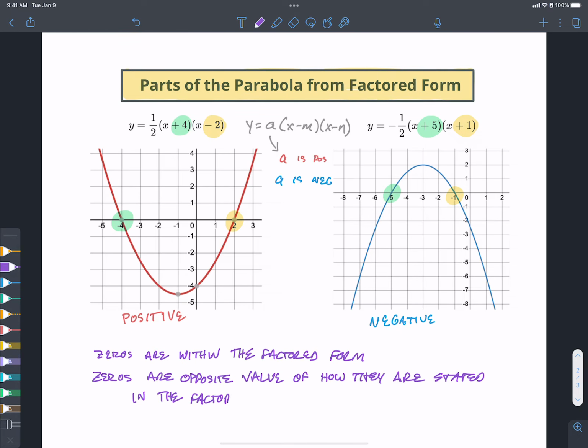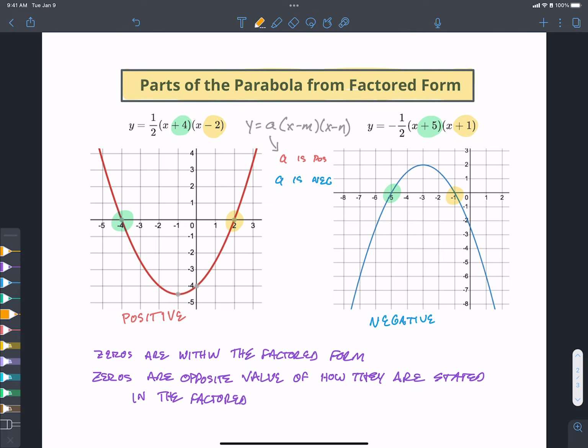So it appears that if we are seeing a negative 2, or a negative value, it would appear over here on the positive side. And if we're seeing a positive 4, then we're seeing this over here at a negative 4. And same here: a positive 1, we've got a negative 1; a positive 5, we have a negative 5 for our zeros.